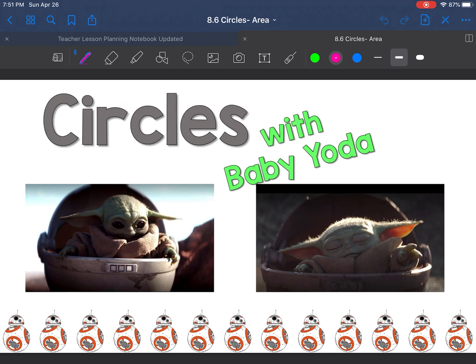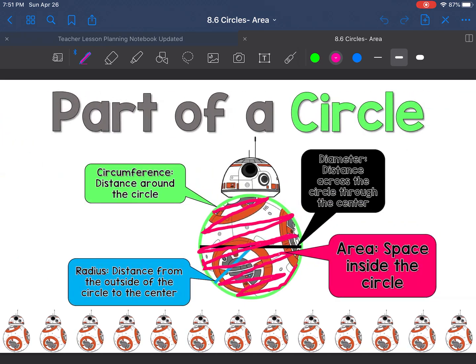Today we're going to continue talking about circles with Baby Yoda, but today we're going to focus on area. So our last lesson was about circumference. Today we're going to talk about area. So let's just do a quick little review of the parts of a circle.